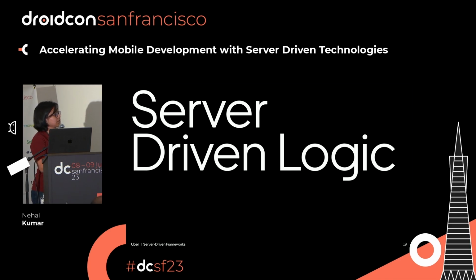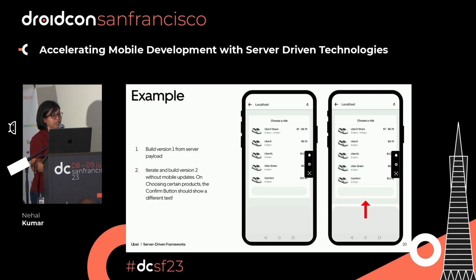So, introducing server-driven logic. Let's first understand what logic even means and why we are not happy with it staying on the mobile side. Let's look at this example here. We see two different versions of a very simplified product selection screen, and I'm sure most of you would have seen this screen in some form. The first screen does something simple: you tap on a product, and it says confirm UberX or confirm UberXL based on the product that you have selected.